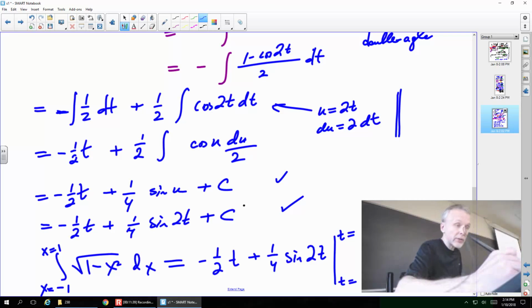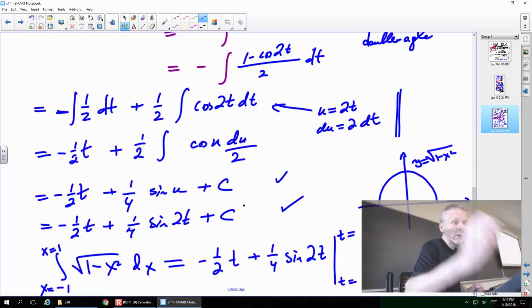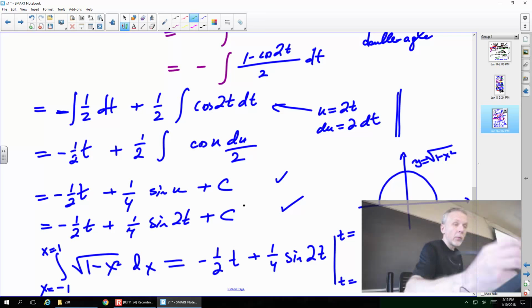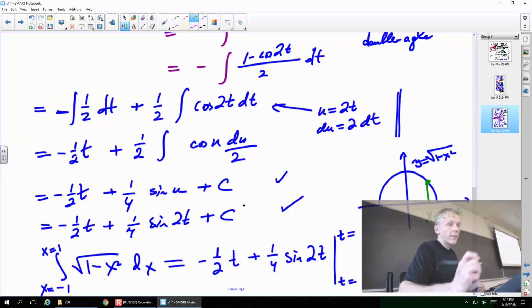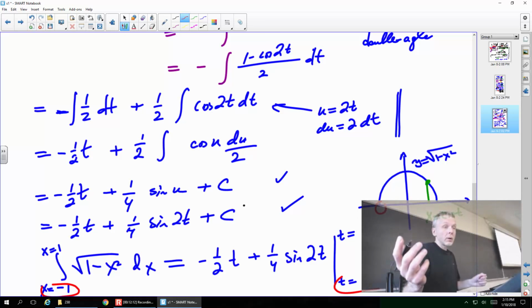And let's take another look at our picture of t and x. So this is y equals square root of 1 minus x squared. And at the same time, I have my point here. If this is x, x is equal to cosine t. So the beginning is x equal negative 1 over here, and t equals, what is t?